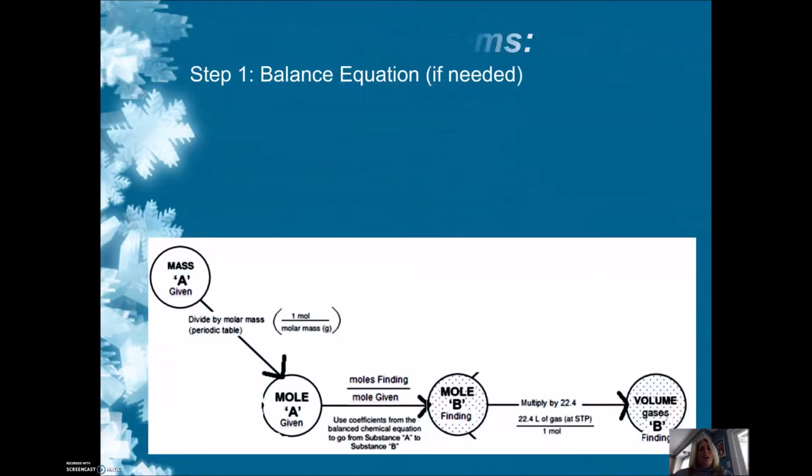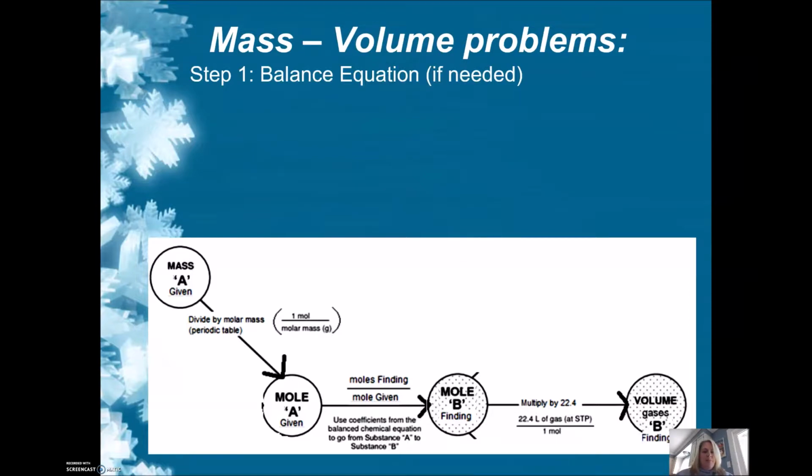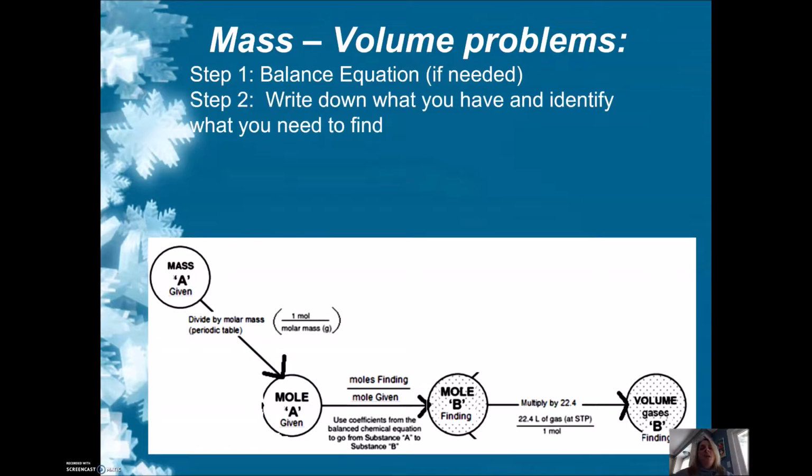So if we go to our steps, first step is we have to balance the equation. Now I say if needed because in this video I've already balanced them for you, so less talking and work. But if you don't have a balanced equation, remember you have to balance it because that's what goes in our heart. Then always write down what you have and identify what you need to find. There's always so many words in there. Look for the number and the unit of what it is. Write that down and then identify what it is that you're going to find, because remember that's going to go in your heart.